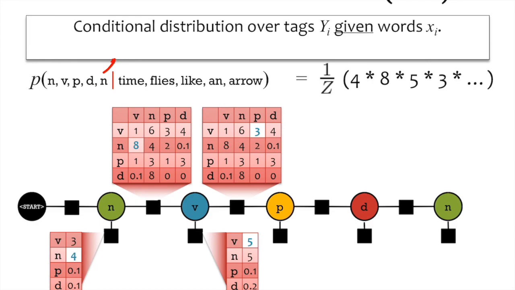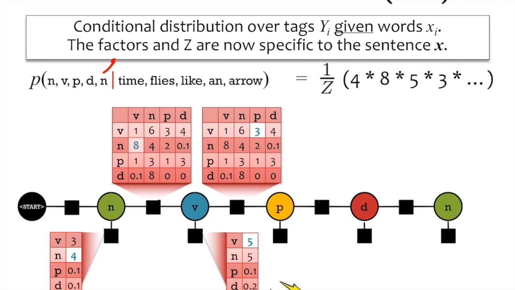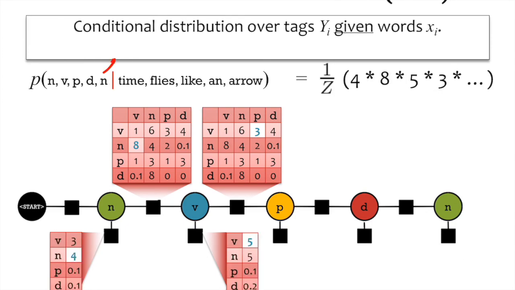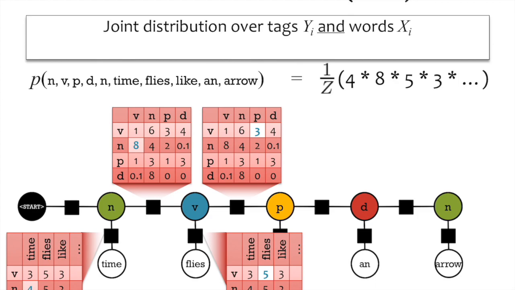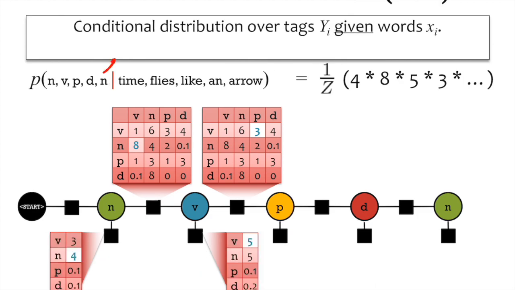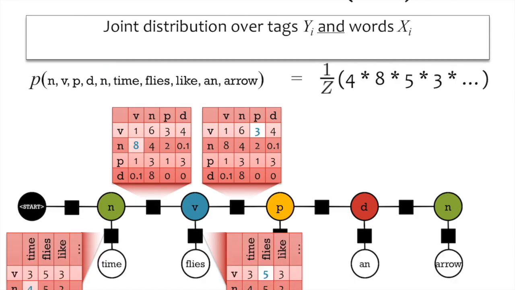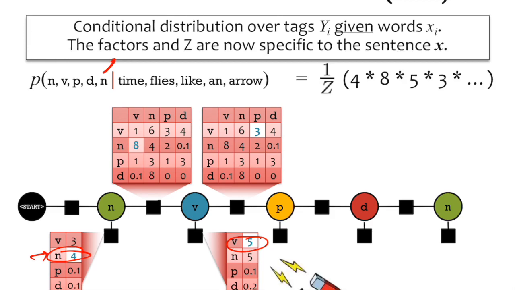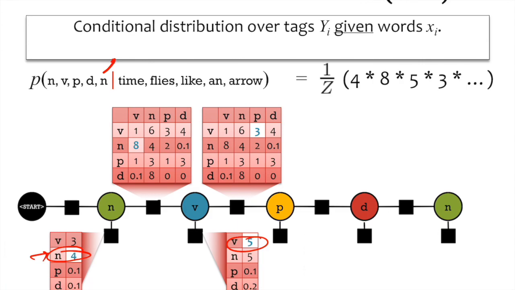And I can represent both of these graphs with a factor graph. The only difference is that if you compare this with the previous one, you see that this is gone, because it is clamped to the observed value. For each of these nodes, I'm going to represent them with whatever words I've observed. So time is a noun, and I'm going to focus on the noun, but not the rest of it. And if fly is a verb, I'm going to focus on the verb. So the states are clamped.